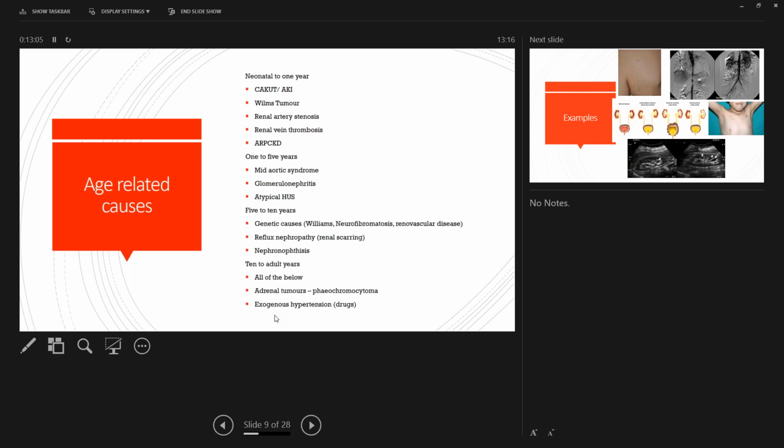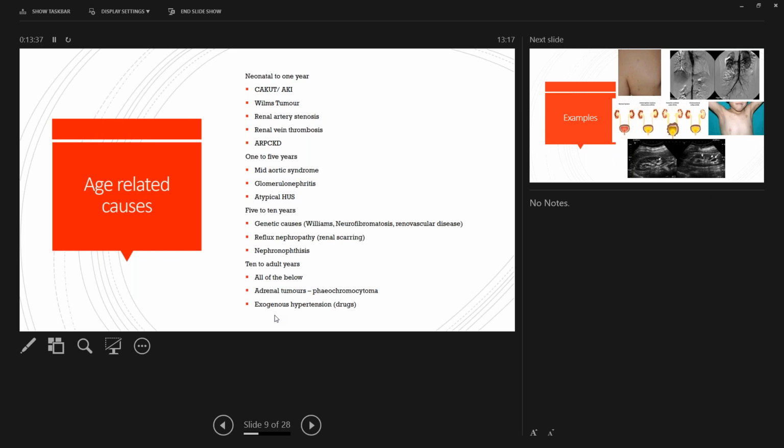Your neurofibromatosis, where you get tumours along your nerves, can cause a vascular form of hypertension. And then your other generic renovascular diseases, things like renal artery stenosis. Reflux nephropathy, so also renal scarring. This is probably more commonly known as renal scarring secondary to a VUR, which may be a dysplasia from infancy, which is only picked up in the mid-child to early adolescent years.